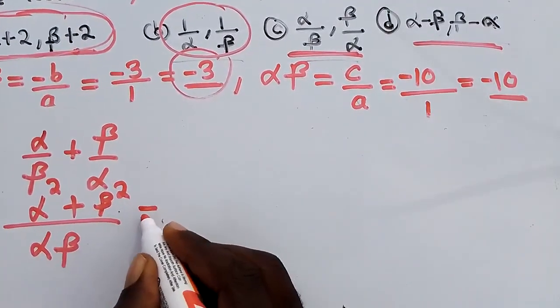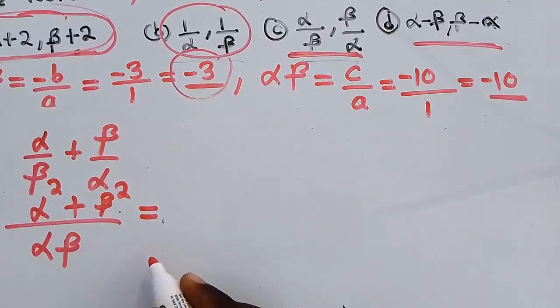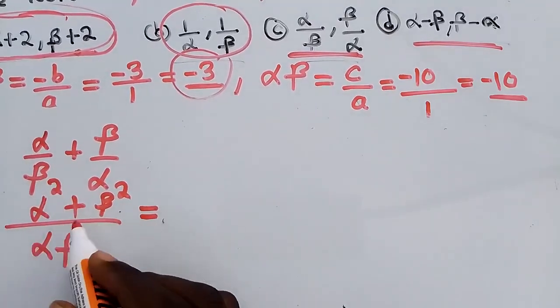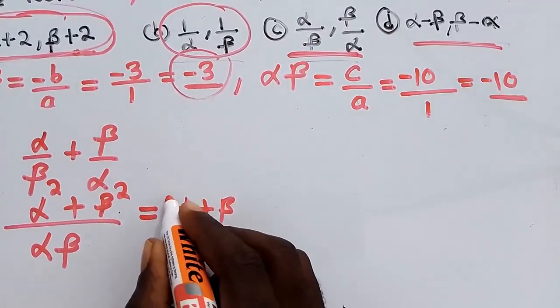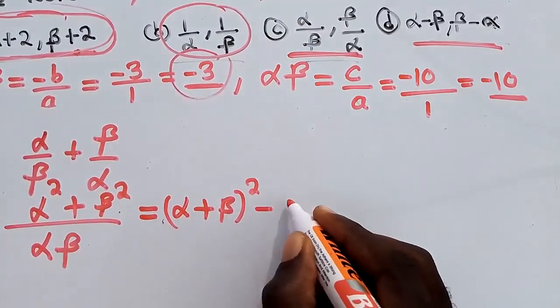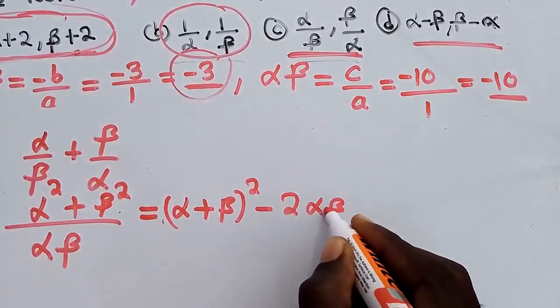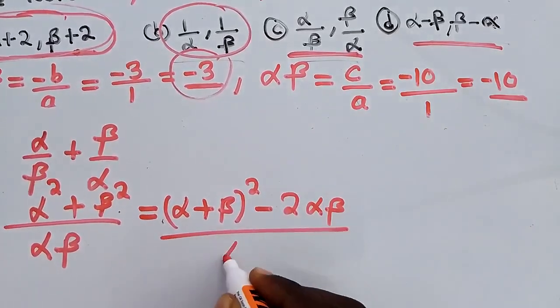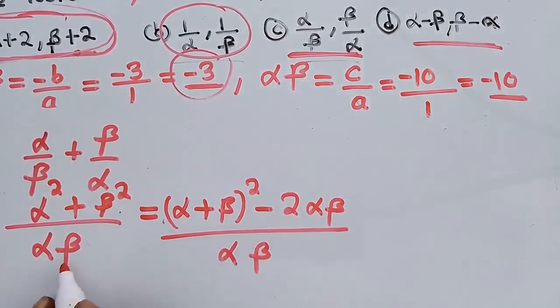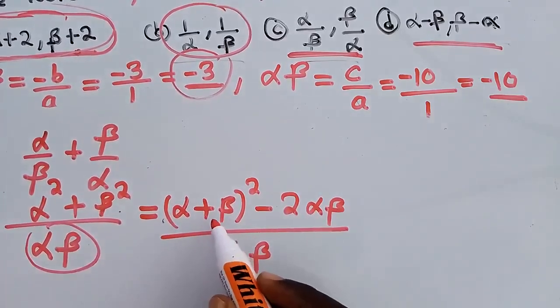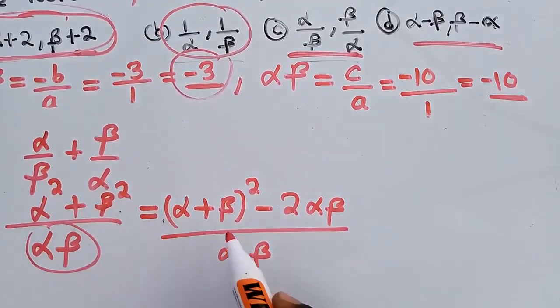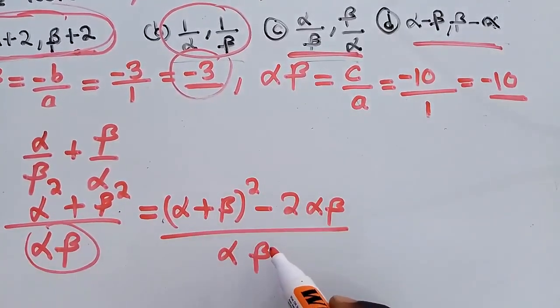Here I told you that there's a particular formula that you need to know. Alpha squared plus beta squared is the same as alpha plus beta, squared, minus 2 alpha beta, over alpha beta. This is the formula that you need to use whenever you want to find alpha squared plus beta squared.